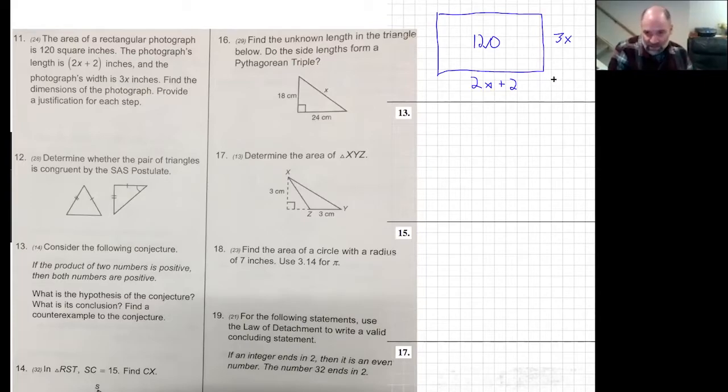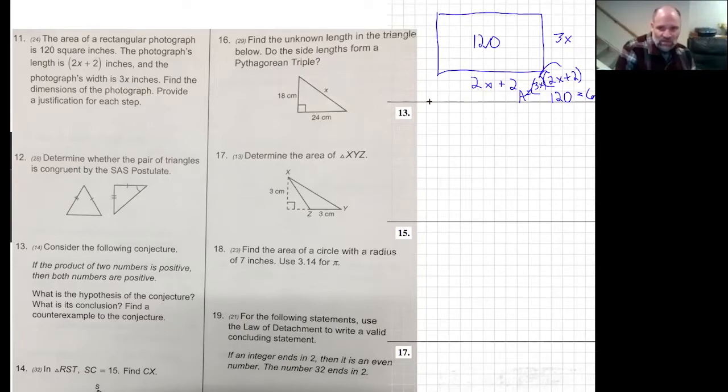Okay, so we're just going to multiply these two together. So we get 2x plus 2 times 3x. So that's what our area is. But we already know our area is 120. So 120 equals, distribute that, 6x squared plus 6x. Okay. All right. And then find the dimensions of the photograph, and we're going to provide a justification for each step. So the justifications are definitely going to be extra credit. So as you're doing this algebra, you can do the extra credit if you want.